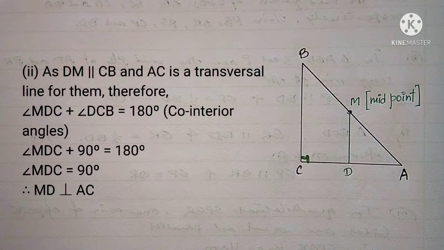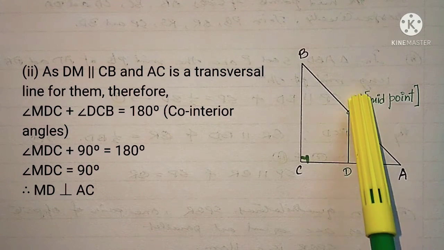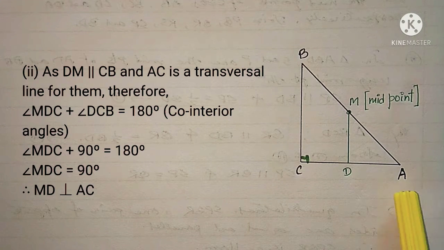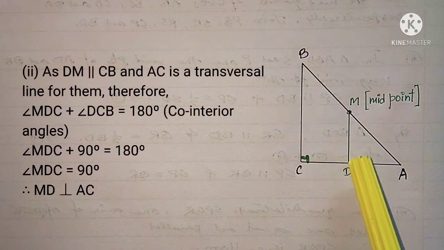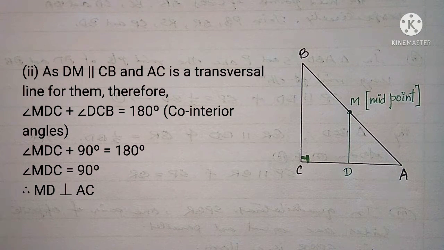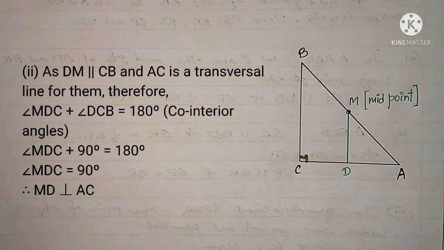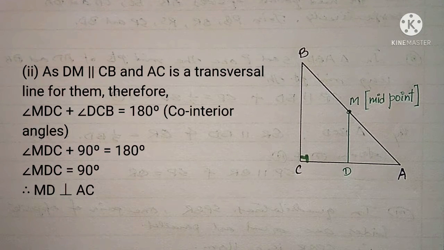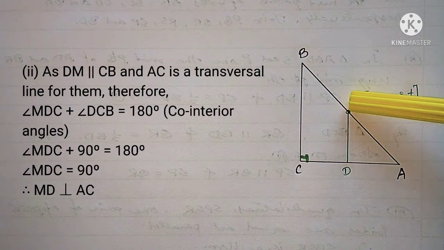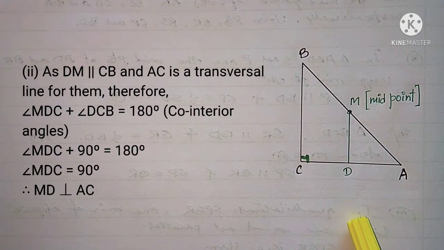Okay. Now the second one: we need to prove MD is perpendicular to AC. This one is MD, and we need to prove MD is perpendicular on AC. Perpendicular means that if any one angle, either MDC or MDA, is proved to be 90 degrees, then MD is perpendicular to AC. Now let's see how we can do this. Already we know DM is parallel to CB, or we can write BC parallel to MD.